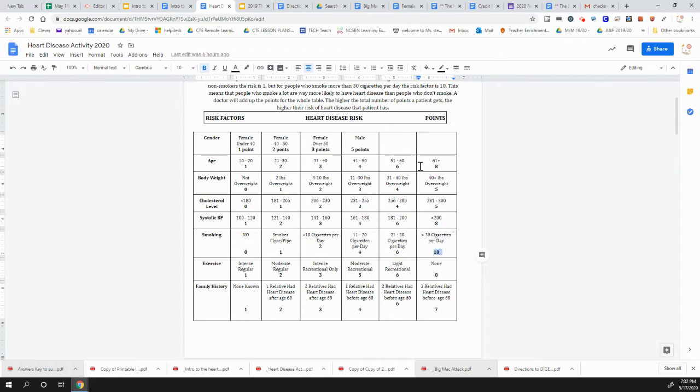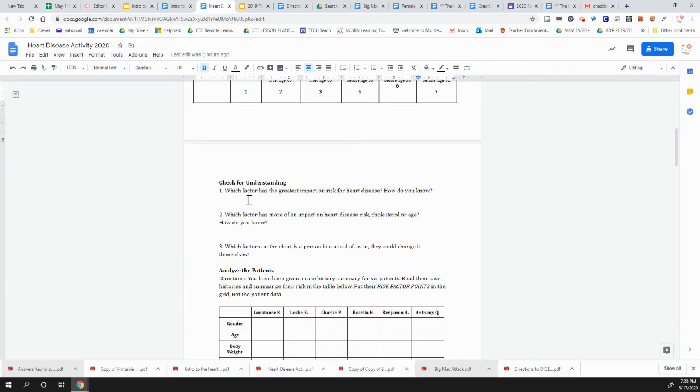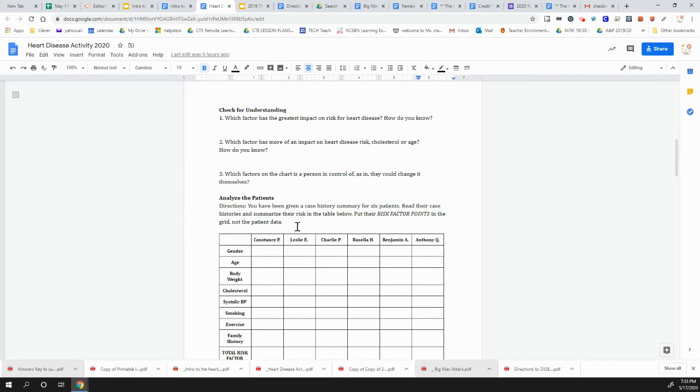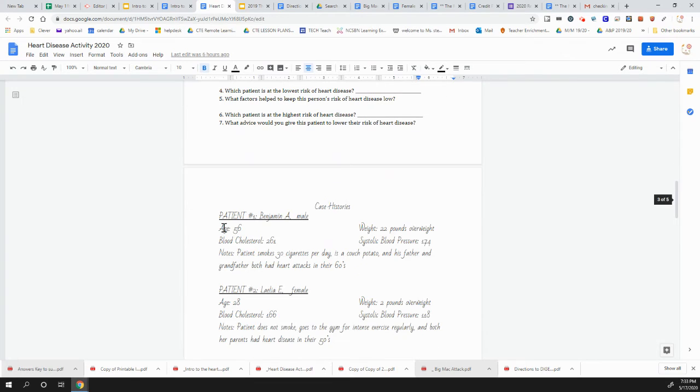Okay, so you're going to look at these numbers here. The ones that have the highest number are the ones that have the greatest risk factor to cause heart disease. Down below, you have some questions about the chart. I want to see if you understand what the chart is saying. And then you're going to analyze some patients. So you're given 6 patients down here. Benjamin, this is supposed to say Leslie. Let's change that to Leslie. But on your print form, it's going to say whatever that word was.